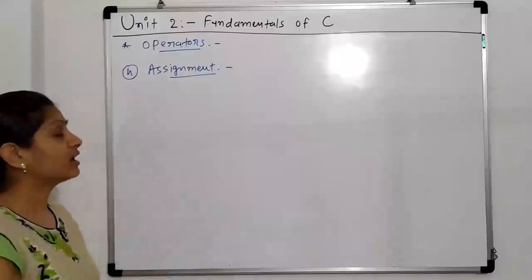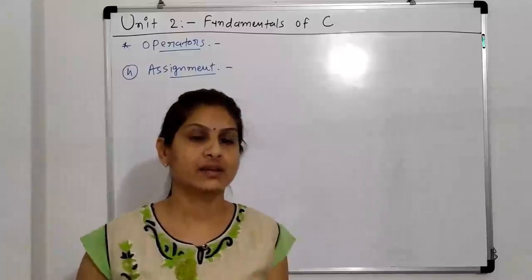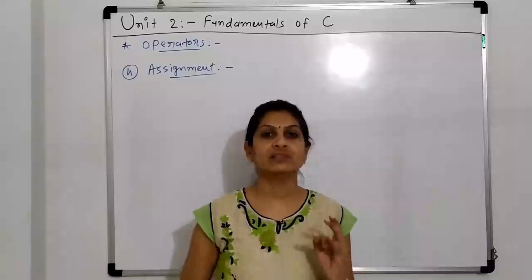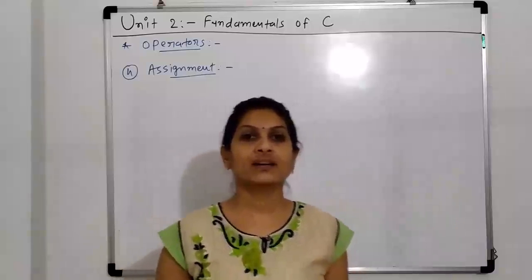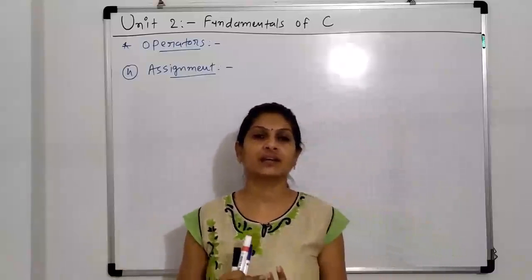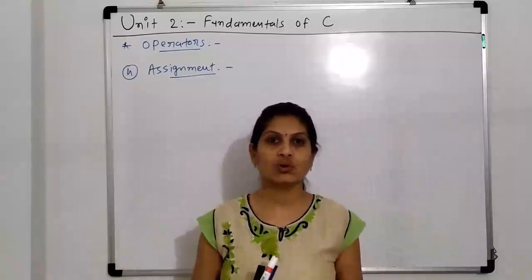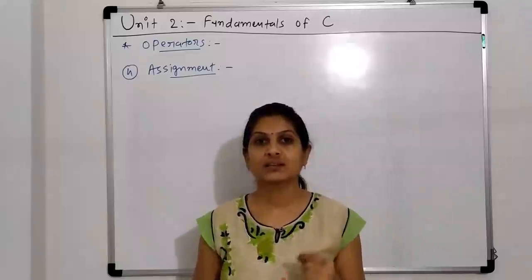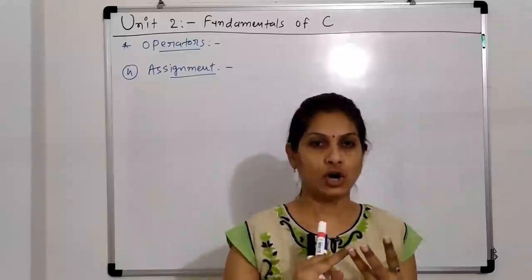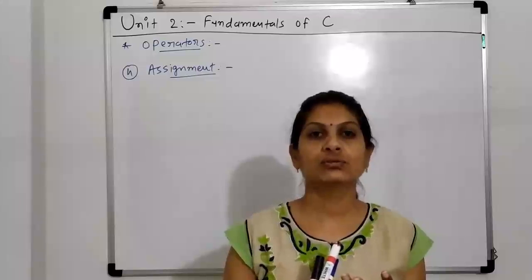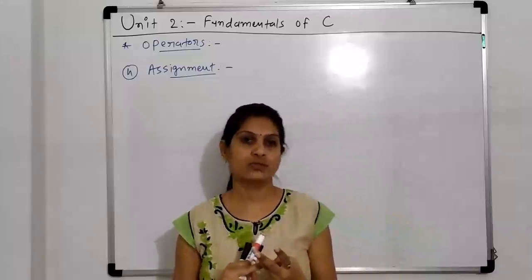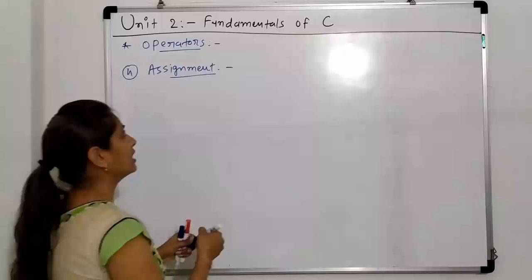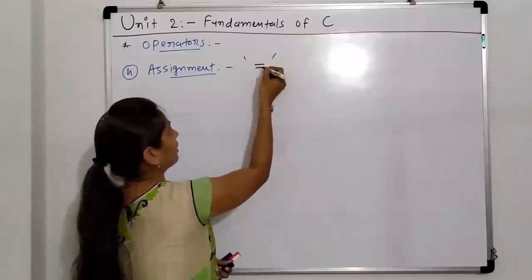Now for the assignment operator only one symbol is there. For the arithmetic operator 5 different symbols are there: plus, minus, multiplication, division and modulo. For the relational operator 6 different symbols are there: greater than, less than, greater than or equal, less than or equal, double equal and not equal. Clear? And for logical operators 3 symbols are there: double and, double standing line that is or, and exclamatory that is the not operator. Clear? But the assignment operator has only one symbol, that is equal to.